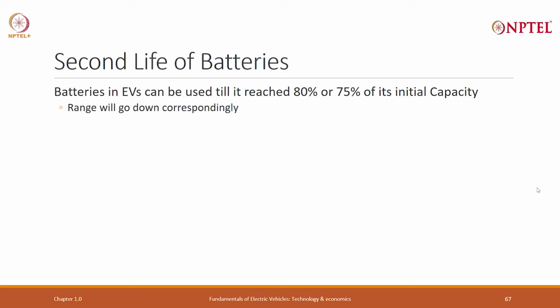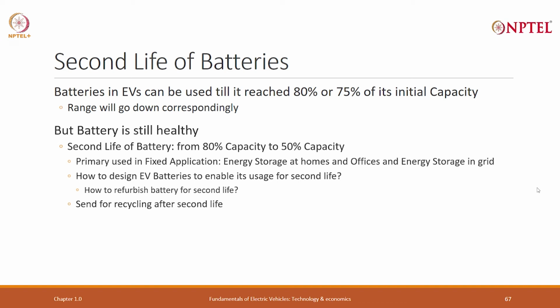Remember that once it reaches 85 to 75% of initial capacity, it is no longer useful in an electric vehicle, as range will go down. We will take these batteries out, and from 80% to 50% we can use them as energy storage. Most of our homes and offices have power outages, we use UPS, and these batteries can be used there. A challenge is how to design EV batteries to enable usage of second life, how to refurbish a battery for second life, and after second life, recycle.